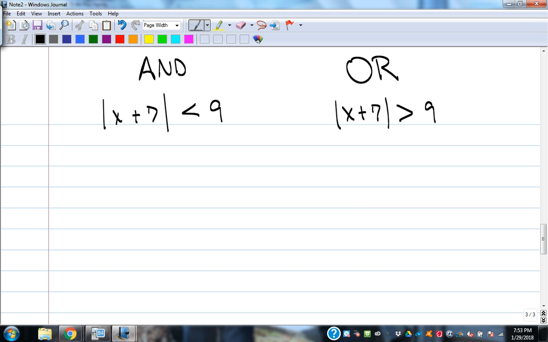Absolute value inequalities are compound inequalities. They're either going to be and or or problems. And the way that I teach knowing the difference is the saying land of Gore. Okay. Land of Gore. In the land of Gore, less thans are ands and greater thans are ors.